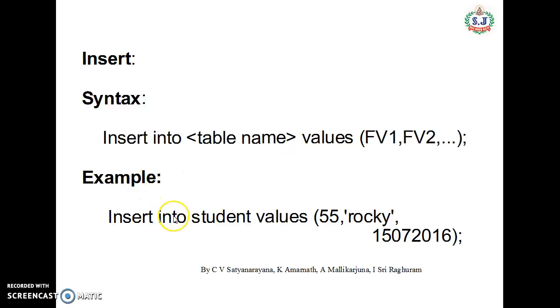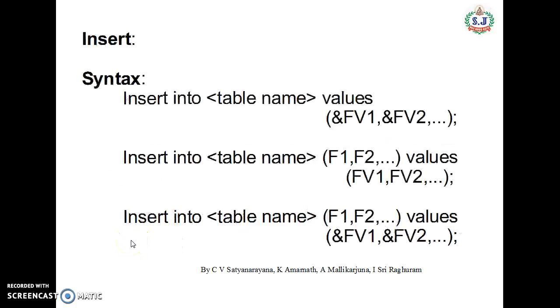Then we may take one student table where we may have the student schema, which is having student number, then his name and his phone number. Then we may insert the particular record by using insert into student values. 55 is the student number, then his name is Rocky and his phone number, which we may insert as one particular record on the particular schema of a student.